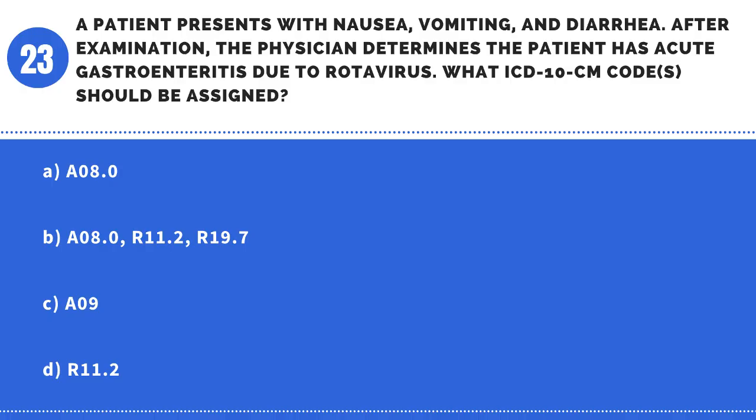Question 23. A patient presents with nausea, vomiting, and diarrhea. After examination, the physician determines the patient has acute gastroenteritis due to rotavirus. What ICD-10-CM code or codes should be assigned? A. A08.0. B. A08.0, R11.2, R19.7. C. A09. D. R11.2.